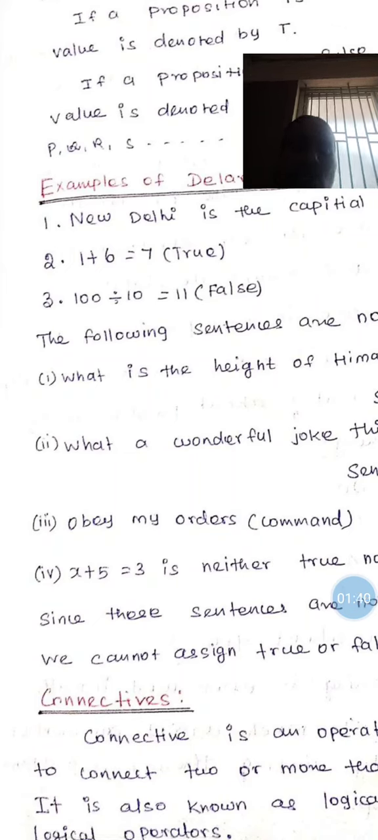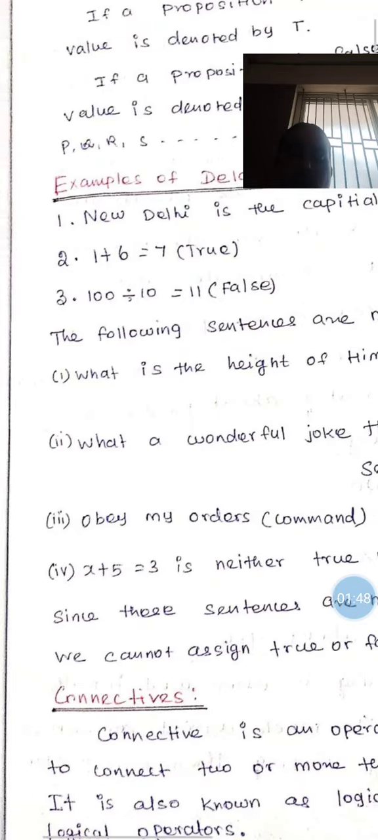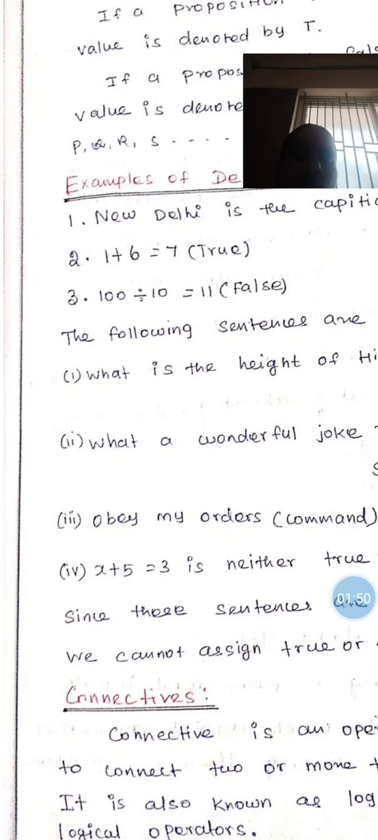Then x plus 5 equal to 3. This is neither true nor false. Depending upon the value of x, we say that this is true or false. So these sentences are not propositions. We cannot assign a true or false value to these statements.